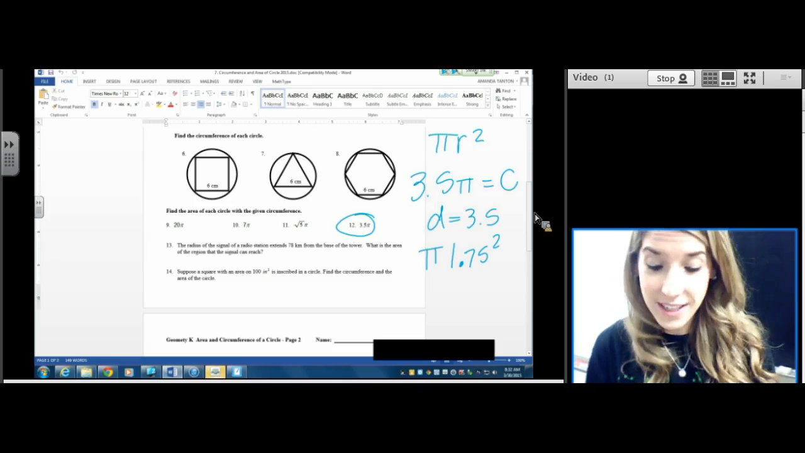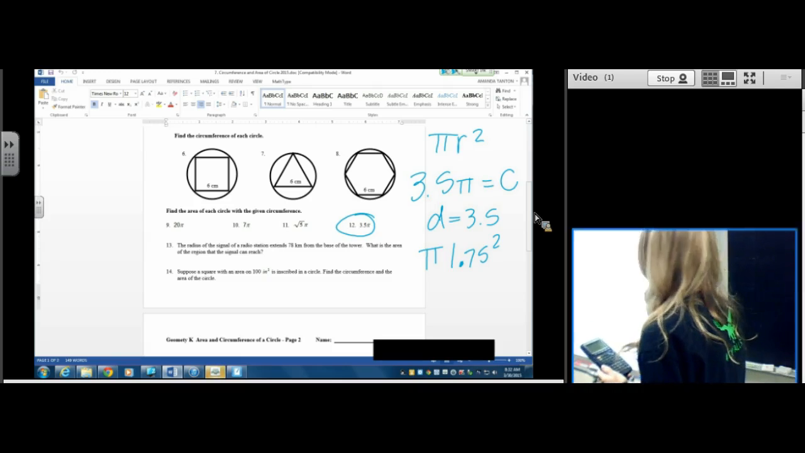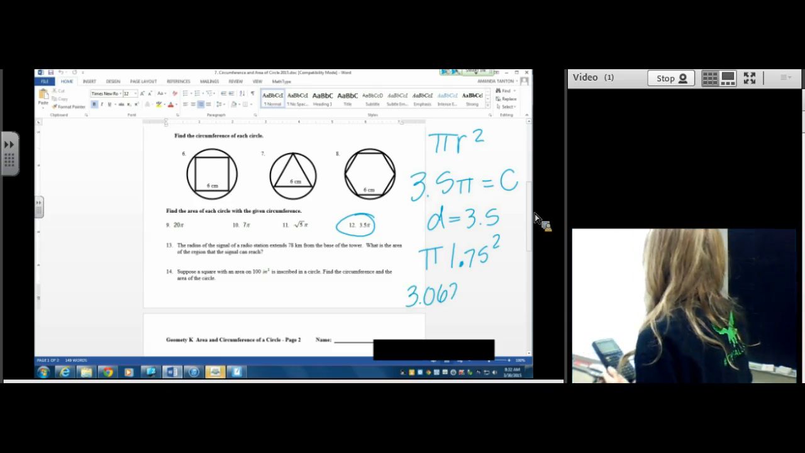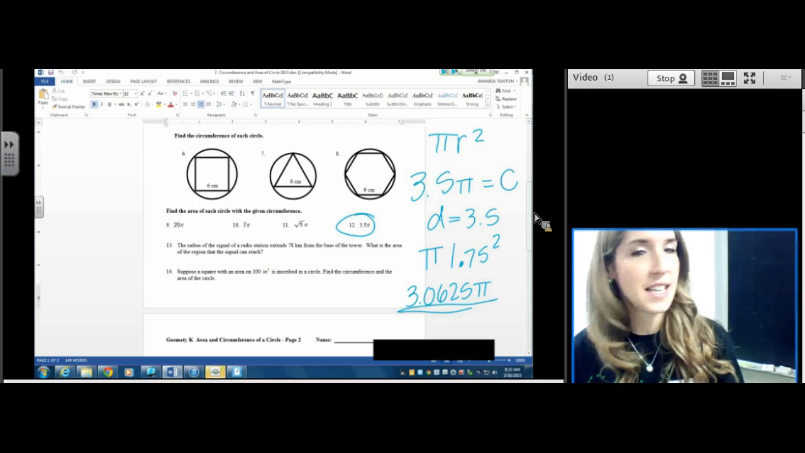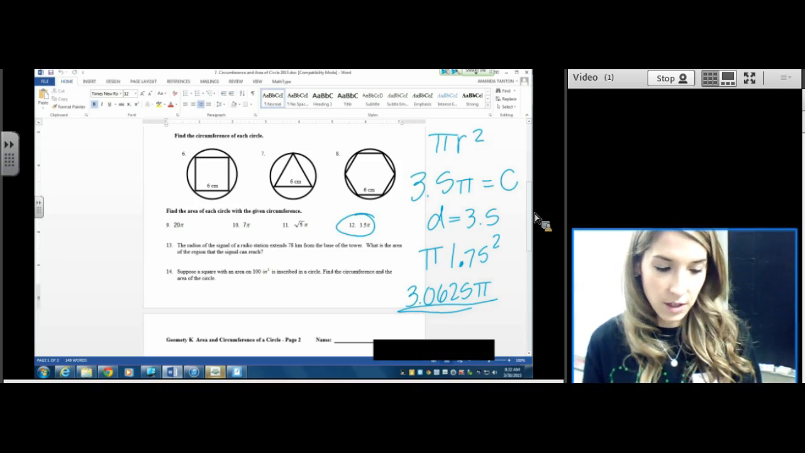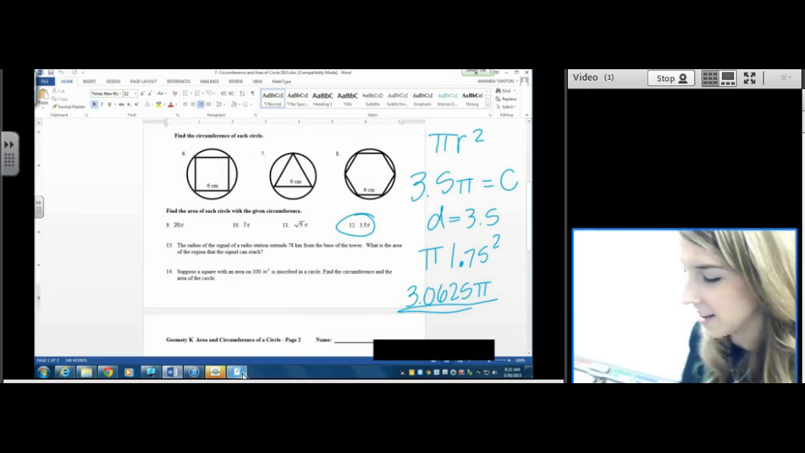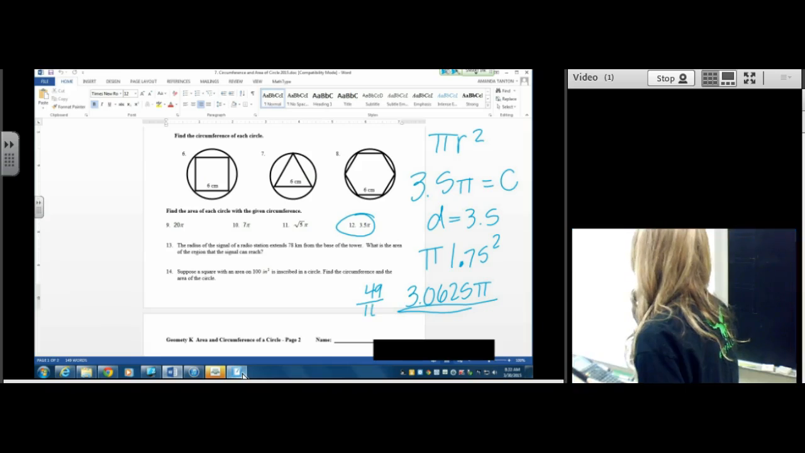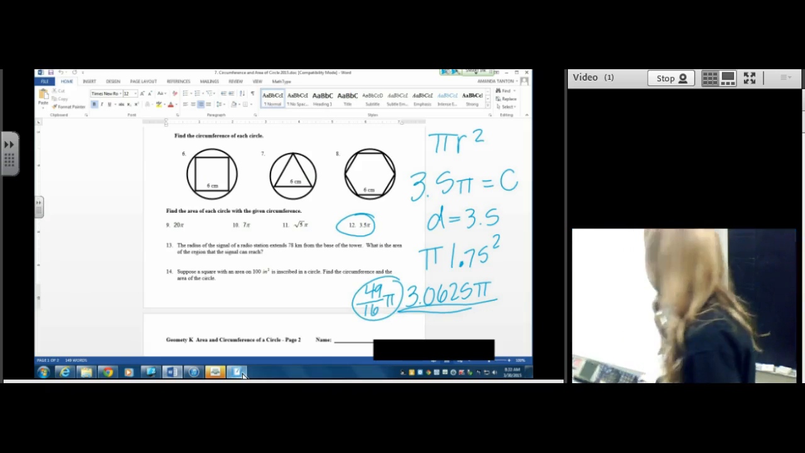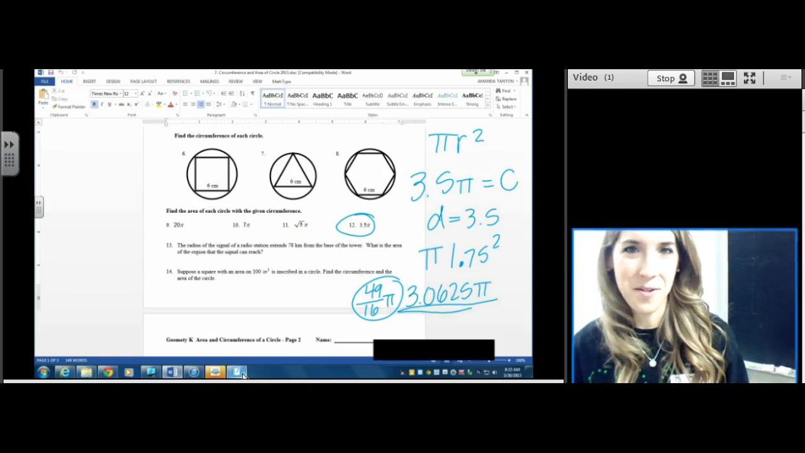And you get 3.0625. Now, you could write that with pi. That could be your answer. And that's okay because this decimal ends. It doesn't go on forever. But in the answers that we typed up, we wrote it as a fraction, 49 over 16 pi. You never know what you're going to get. So you could have also put 49 over 16 pi. So you can always put the fraction or the decimal form if your decimal does not go on forever.